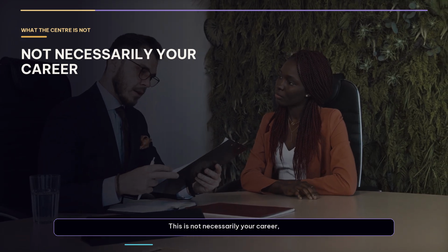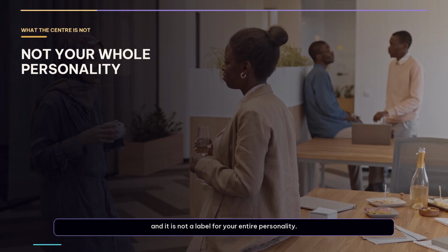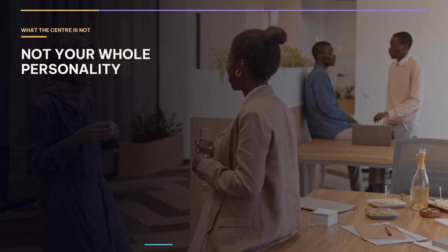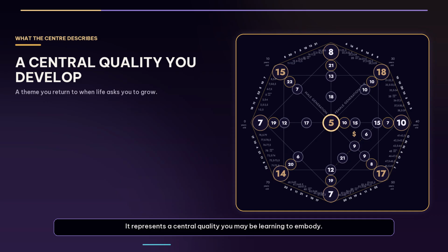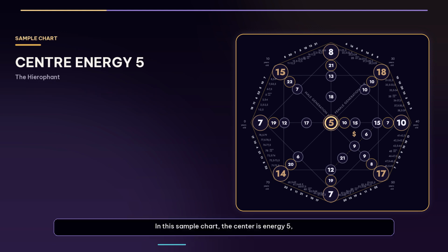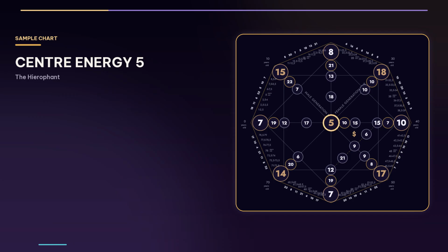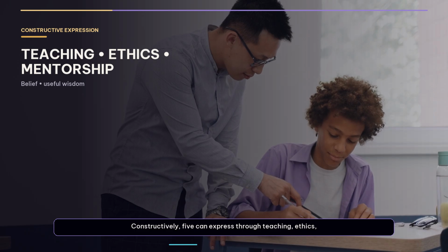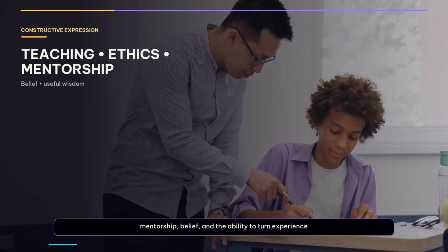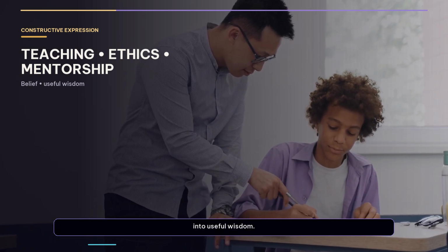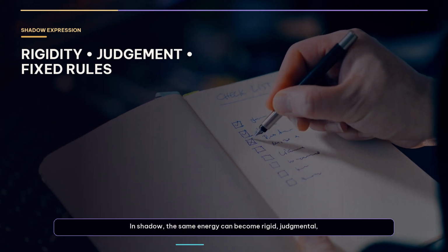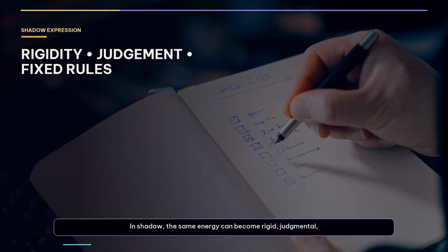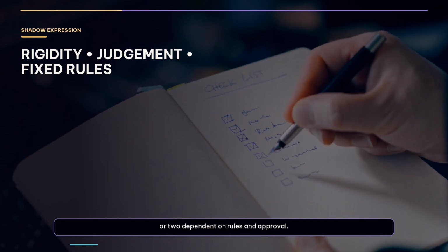Pass 1 is the center, often called the soul purpose or central energy. This is not necessarily your career, and it is not a label for your entire personality. It represents a central quality you may be learning to embody, the theme you repeatedly return to when life asks you to grow. In this sample chart, the center is energy 5, the Hierophant. Constructively, 5 can express through teaching, ethics, mentorship, belief, and the ability to turn experience into useful wisdom. In shadow, the same energy can become rigid, judgmental, or too dependent on rules and approval.